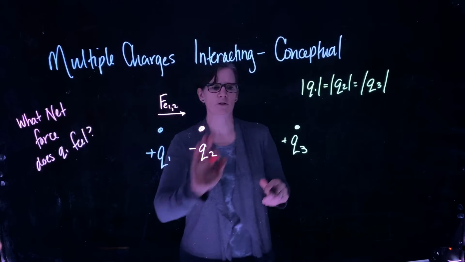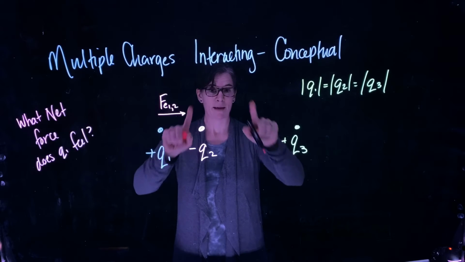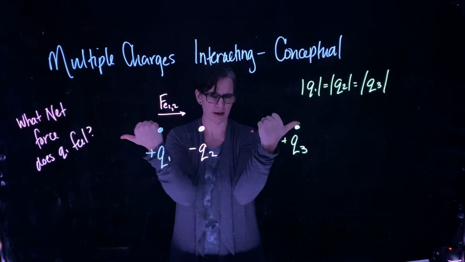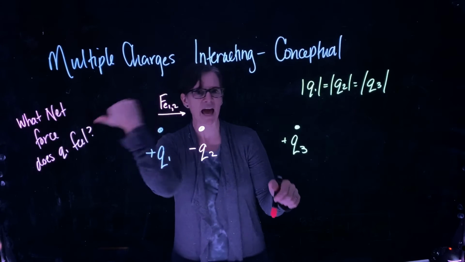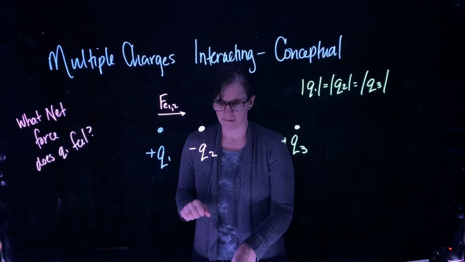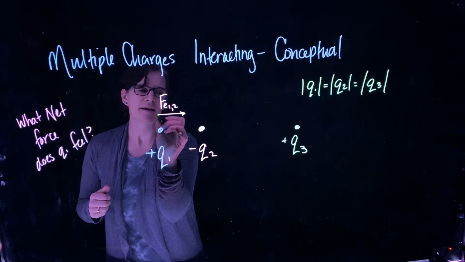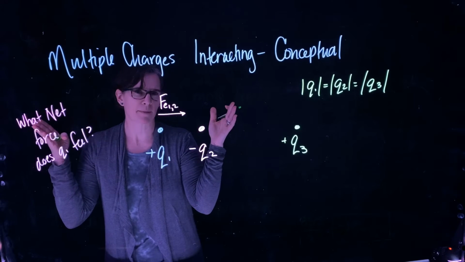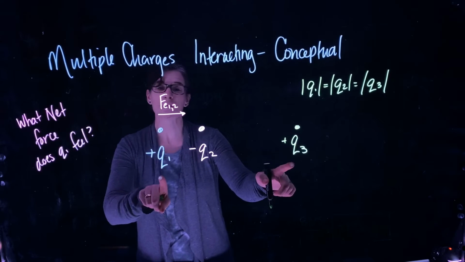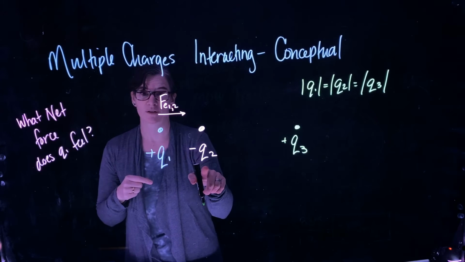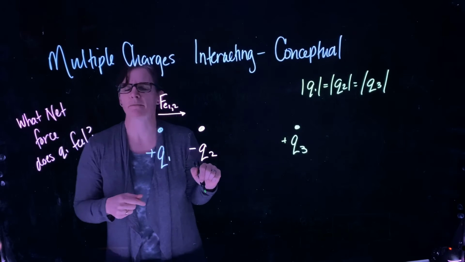All right, that's what Q2 would do, but what about Q3? Well, Q1 and Q3 are both positive. Like charges repel. So the force Q1 feels from Q3 is in that leftward direction. I'm going to draw that force on Q1 as my vector representation. But I want to be careful. The length of that arrow represents the strength of the force. Now the charges are the same, but Q3 is further away than Q2. Maybe 3 times further away: 1, 2, 3.